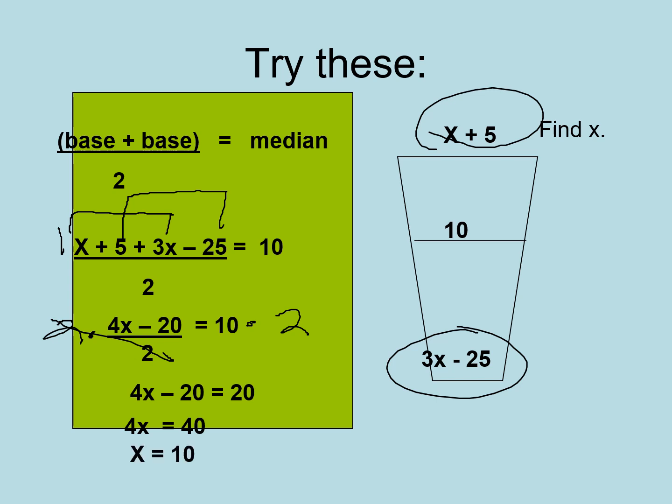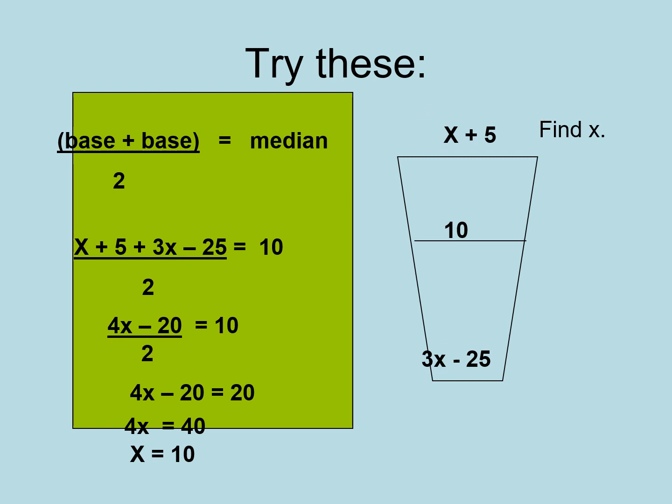So x is 10. And that's saying, well, that's not right. It's not supposed to be 10. The middle's 10. Well, that's just x. That's not the whole thing. So plug in the x. What's 10 times 3? 30. 30 minus 25 will be 5. This end will be 5.